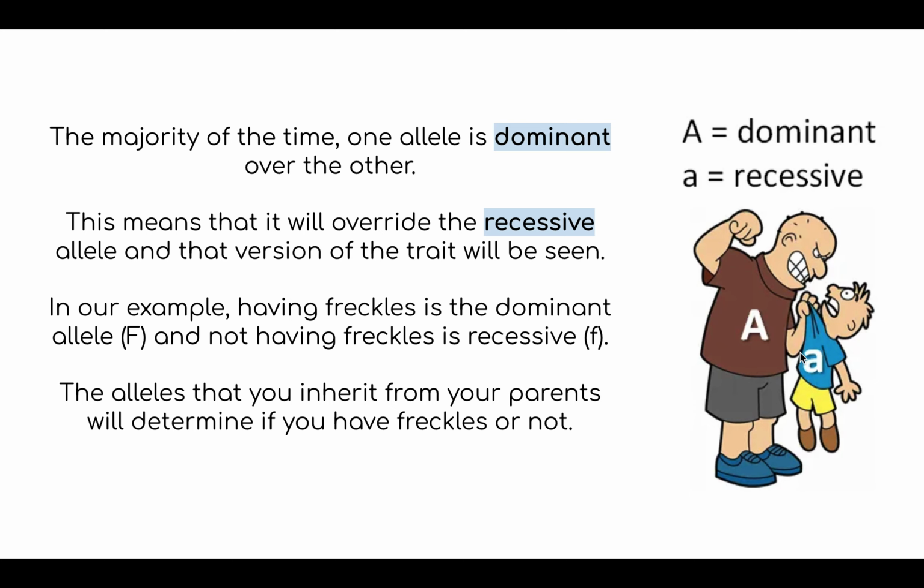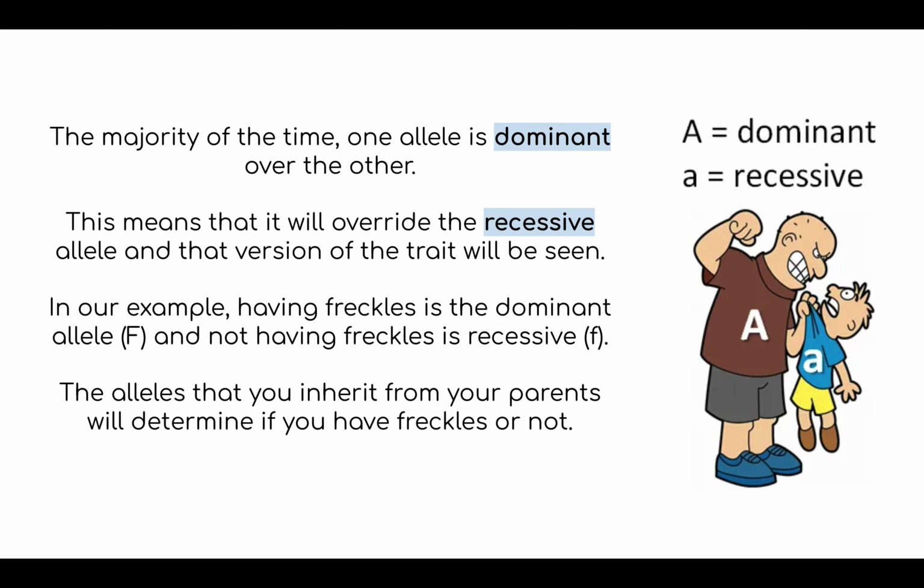So the majority of the time, one allele is going to be dominant over another. And if it is dominant, that means that it will override the recessive allele, and that version of the trait will always be seen if it's in the chromosomes that you inherit. So in our example, freckles would be dominant, so that's a capital F. No freckles is recessive, so that's a little f.